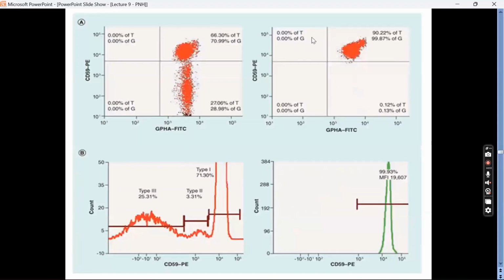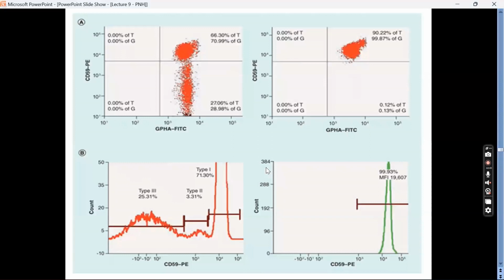Now I'm showing you another way, in a histogram. Once after gating the RBCs with an RBC gating marker 235A, I have put the population in CD59. You find this is normal expression of CD59, so this is type 1 RBCs. Then you find type 3 RBCs showing complete loss of CD59 and type 2, which is showing some expression of CD59. This is the control, normal. Then you need to give the percentages. This is a histogram where this is type 1, this is type 3 and this small clone is type 2.